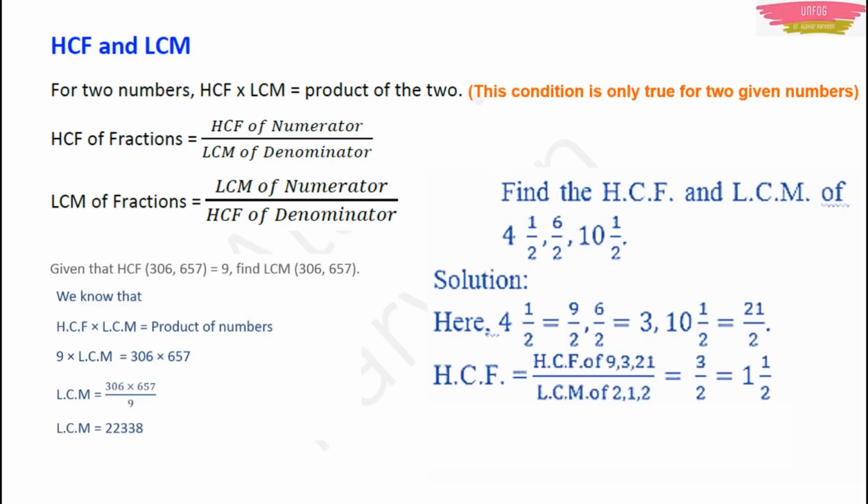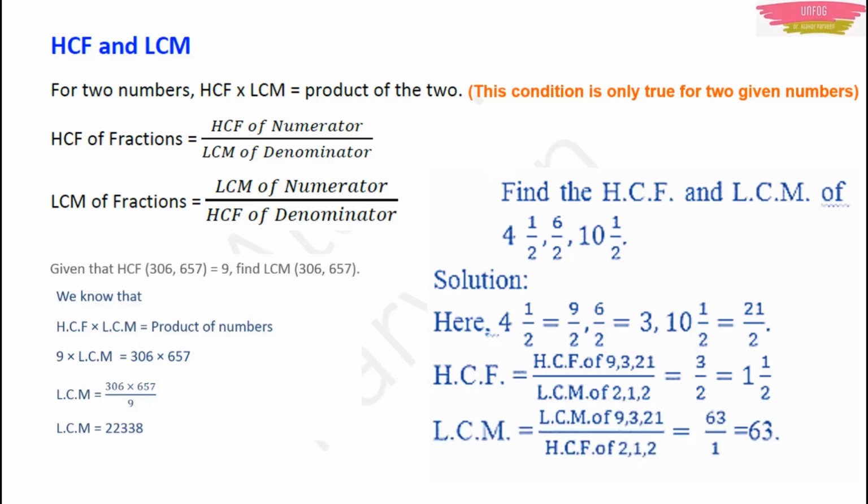Then, you find the HCF. HCF of fractions is equal to HCF of numerator. What all numbers are there in the numerator after converting into improper fractions? 9 is there, 3 is there, and 21 is there. And in denominator, we have 2, 1, 2. So that you can write here. This will give you HCF.